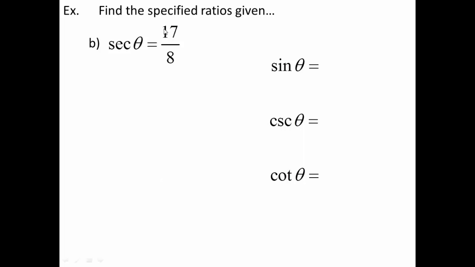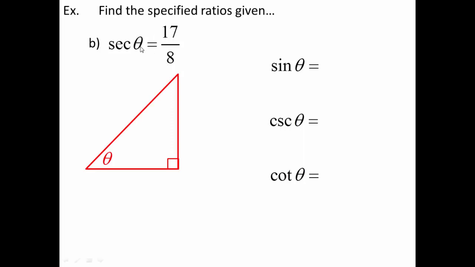All right, secant of theta is 17 over 8. We can do this a few different ways, using identities or just breaking down and building a triangle. And of course, building a triangle is going to be the best option until we get a lot more identities under our belt. So let's build a triangle whose secant is 17 over 8.